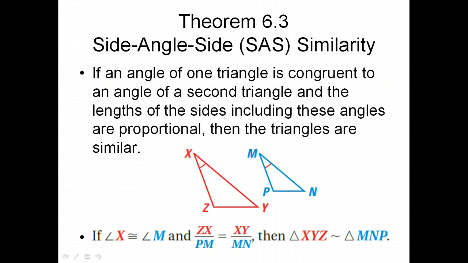We also have another theorem that says that if we know that one pair of corresponding angles are congruent, then if we can also show that the sides that include those angles are proportional, then we know that the two are similar. So we have a side angle side similarity. Now notice you cannot use this third side. It must be the two sides that include angle x and angle m. So I have to use xz with pm. I have to use xy with mn.